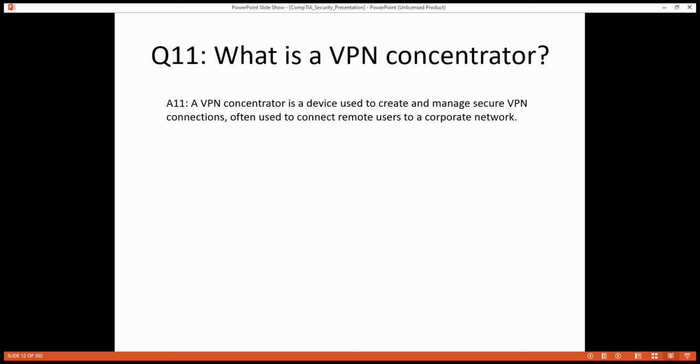Q11. What is a VPN concentrator? A11. A VPN concentrator is a device used to create and manage secure VPN connections, often used to connect remote users to a corporate network.